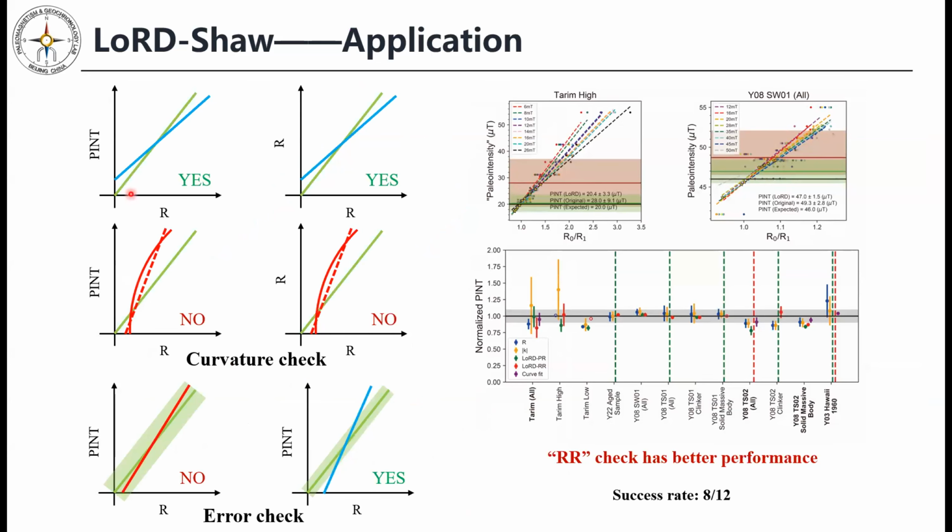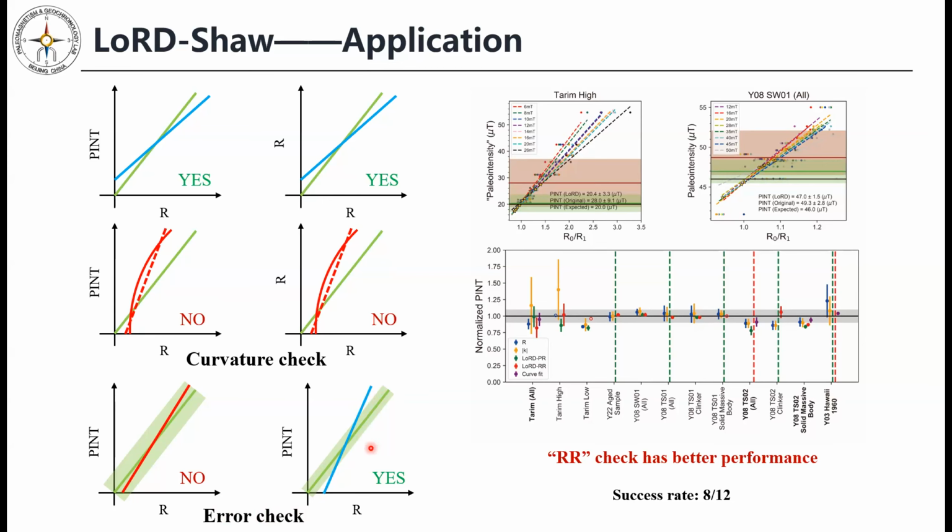And these are the examples. For these two results, they passed the curvature check. And for these two results, because there is a curvature in the regression line, it will cause bias in the intersections, so we reject them. And we also introduce an error check, which means that the difference between the slopes of the two regression lines needs to be larger than the maximum of their regression error.